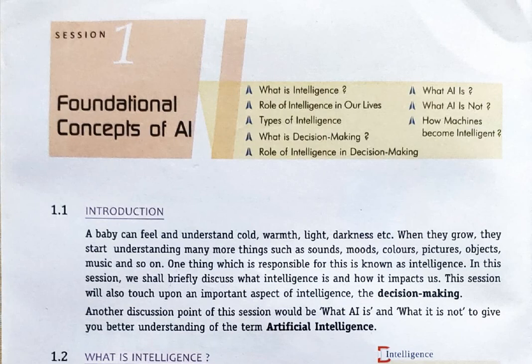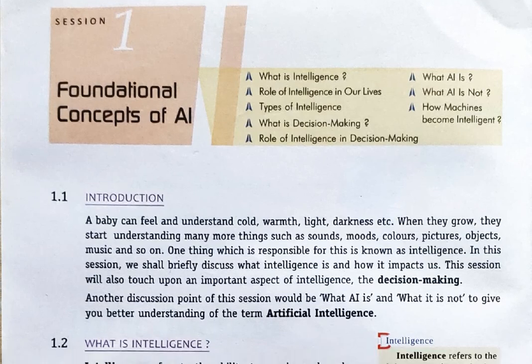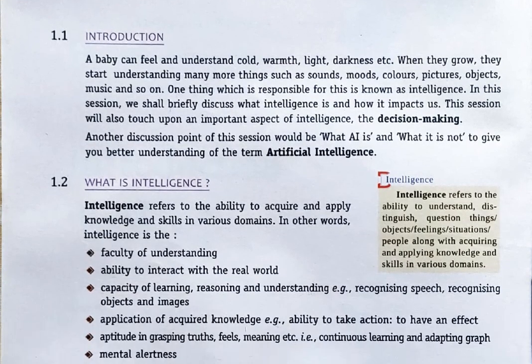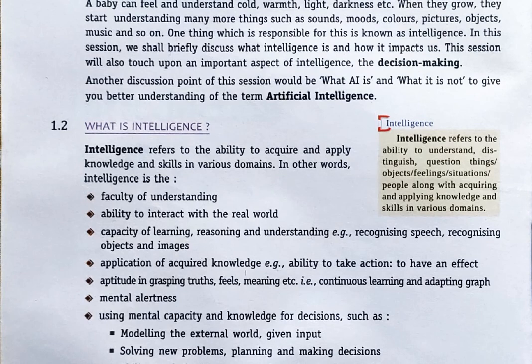So, to define the term intelligence, we can have this definition that you can see here. This is the proper definition of intelligence. Intelligence refers to the ability to understand, distinguish, question things, objects, feelings, situations, people, along with acquiring and applying knowledge and skills in various domains.